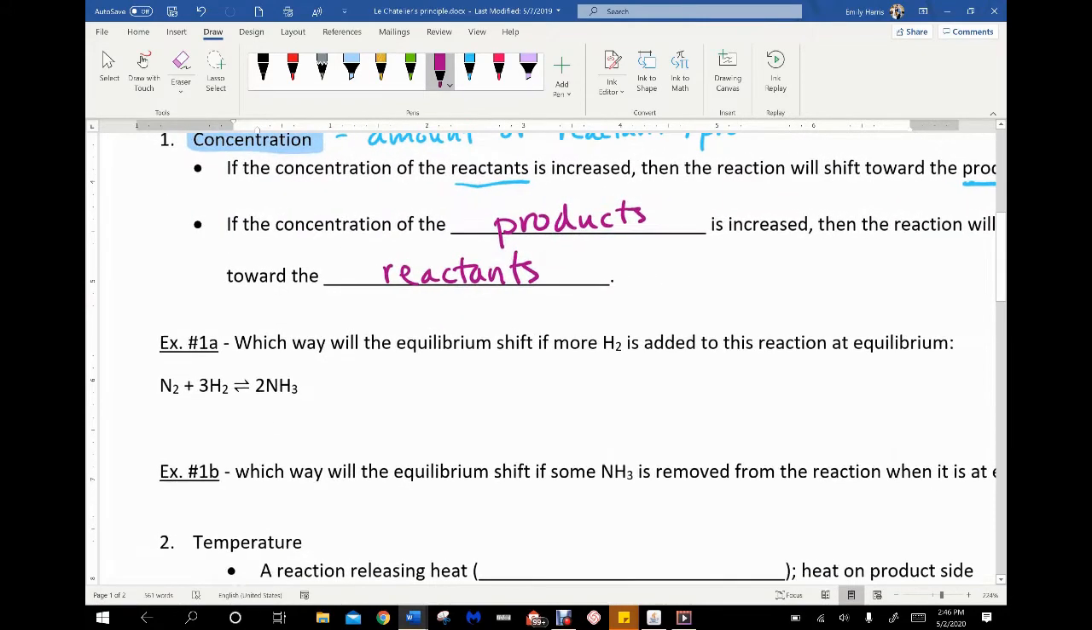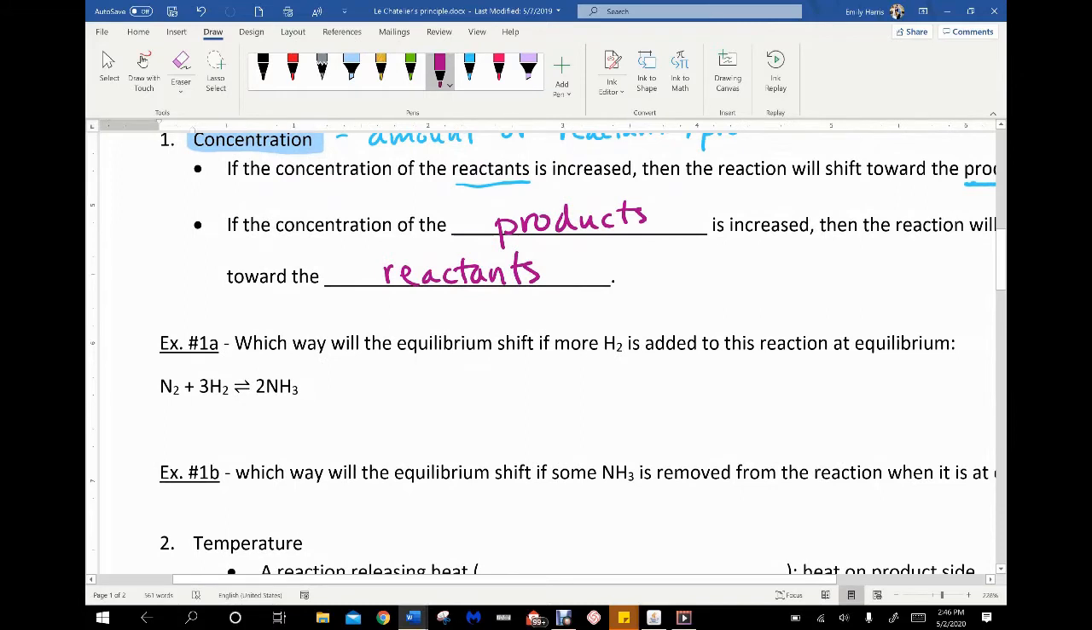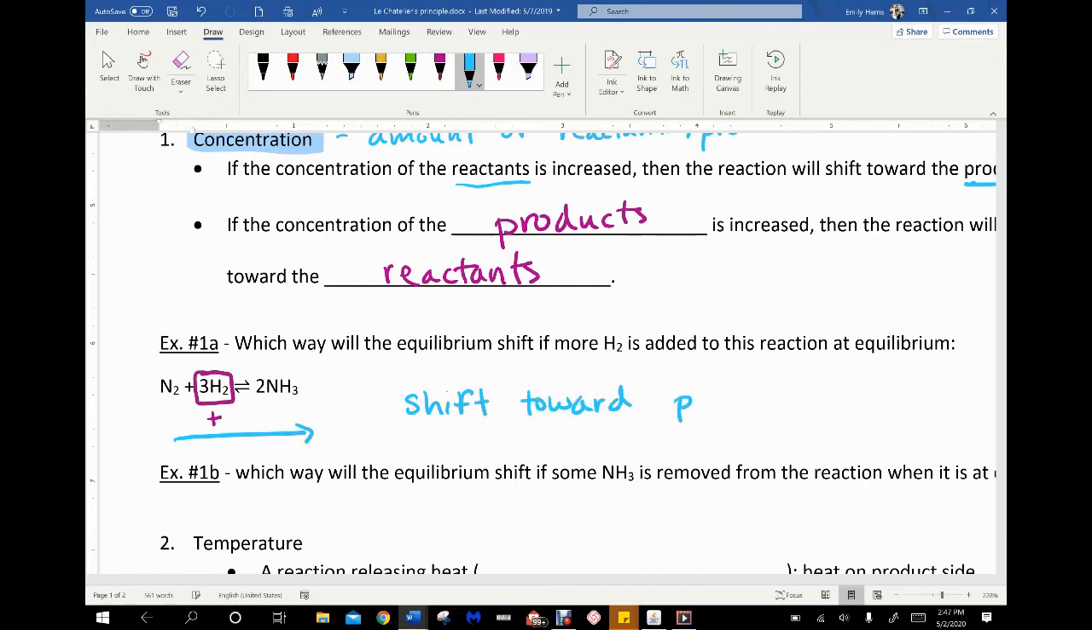So we've got an example here that says which way will the equilibrium shift if we add more hydrogen to this reaction at equilibrium. So what happens is we're going to be adding more hydrogen, which is on the reactant side. If we have increased the concentration of the reactants, we need to shift the opposite direction toward the products. So the way we'll word this is we'll say it will shift toward the products. And again, the products are located on the right side of our chemical equation.